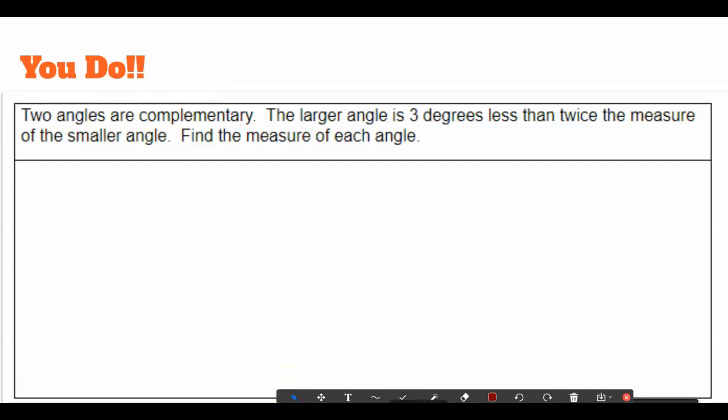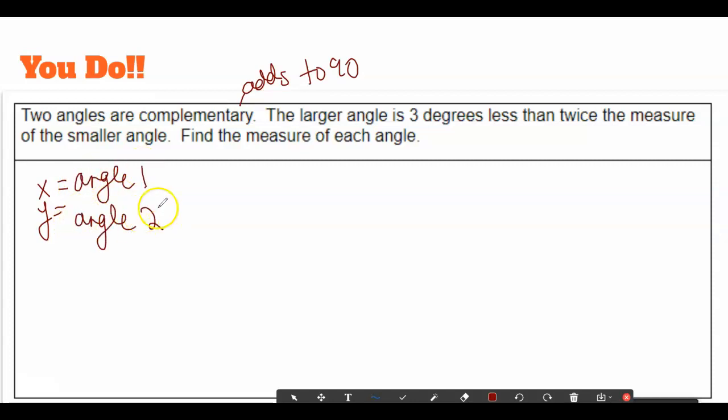So go ahead and try this one. I'm going to give you guys a hint that complementary means adds to 90. So we have two angles again. Go ahead and pause this and work on that. So I know them added equals 90. Twice the measure of the larger minus 3. Because of the setup, I'm going to use substitution again.